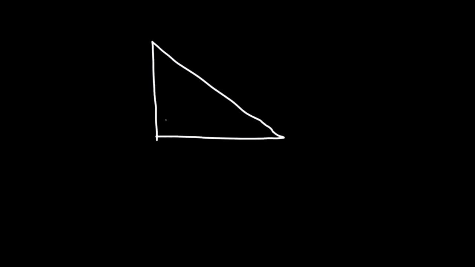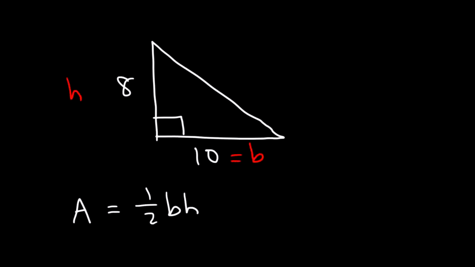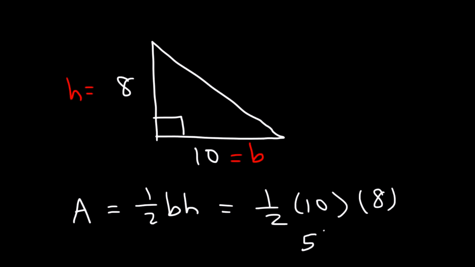Now the next shape that we need to talk about is the triangle. Let's start with a right triangle. So let's say if the base of the triangle is 10 and the height is 8, what is the area of the triangle? The area is 1/2 base times height. So we said 10 is the base and the height is 8. So this is going to be 1/2, 10 times 8. Half of 10 is 5, and 5 times 8 is 40. So it's 40 square units.